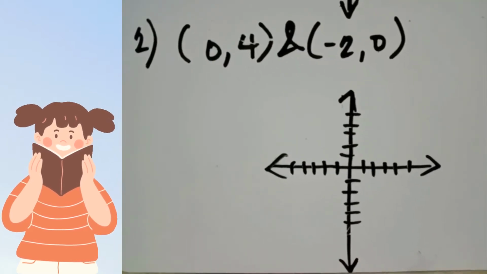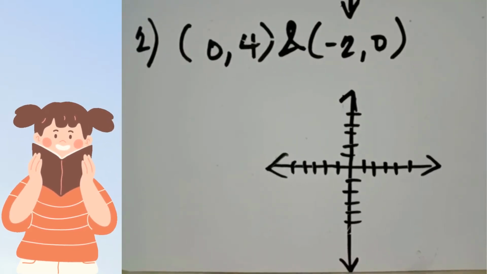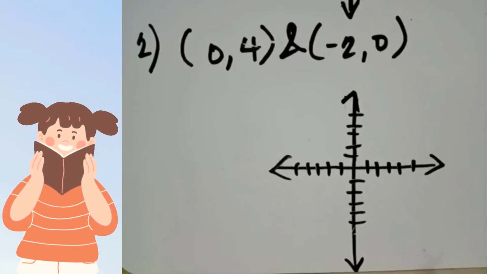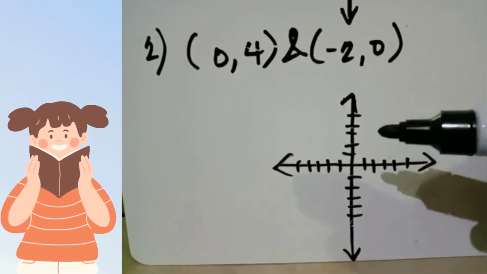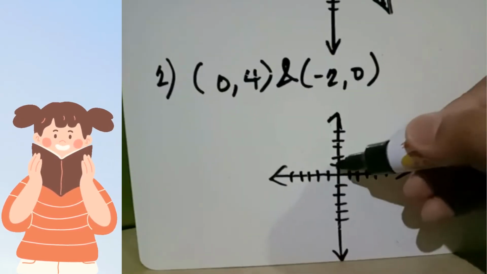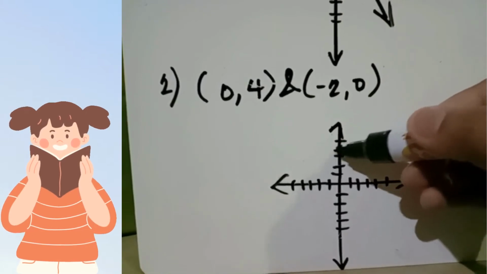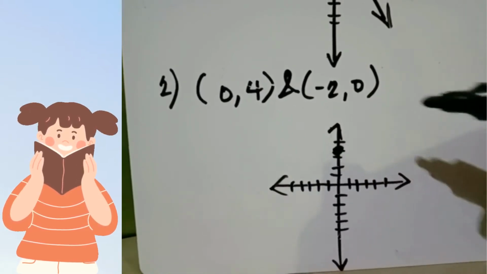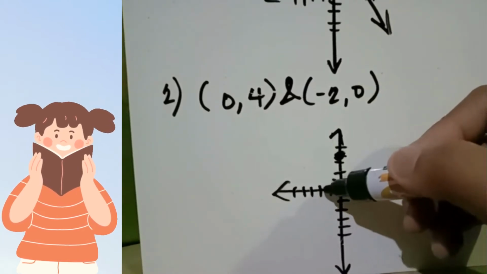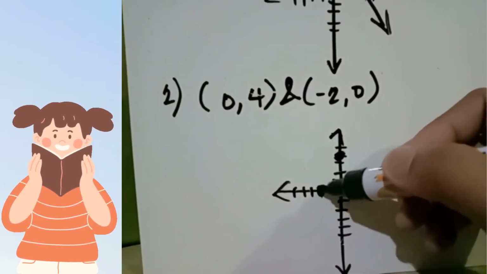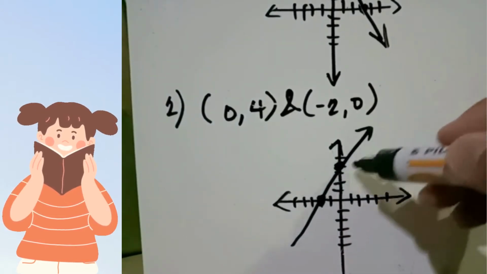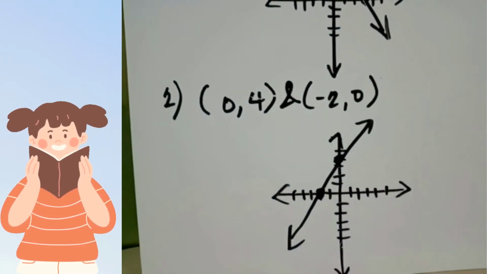Okay, another example. We're graphing, or given the x and y intercepts. So, you have 0, 4. So, 0 of the x-axis, and then 4. 1, 2, 3, 4. And then, -2 of the x-axis. So, you have -2. Then, connect the 2 points. You have your graph.